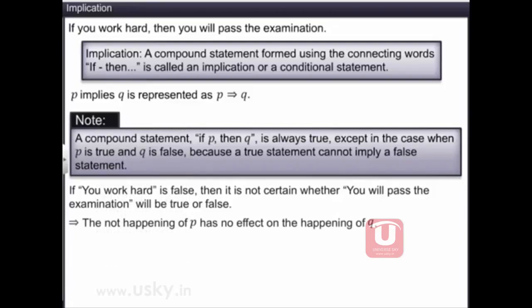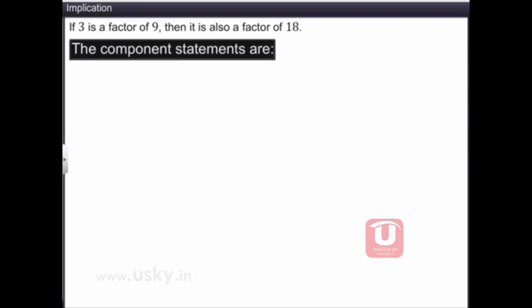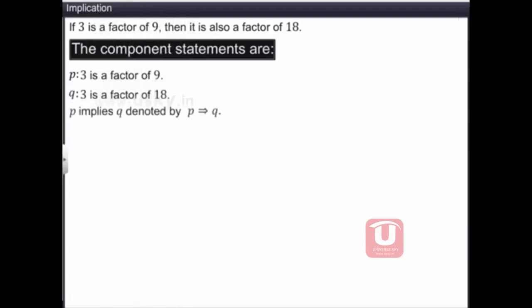Let's consider another statement. If 3 is a factor of 9, then it is also a factor of 18. The component statements that are involved in it are: 3 is a factor of 9; 3 is a factor of 18. Statement P implies statement Q. Or, 3 is a factor of 9 implies that 3 is also a factor of 18. The implication or conditional statement P implies Q can also be expressed as shown.